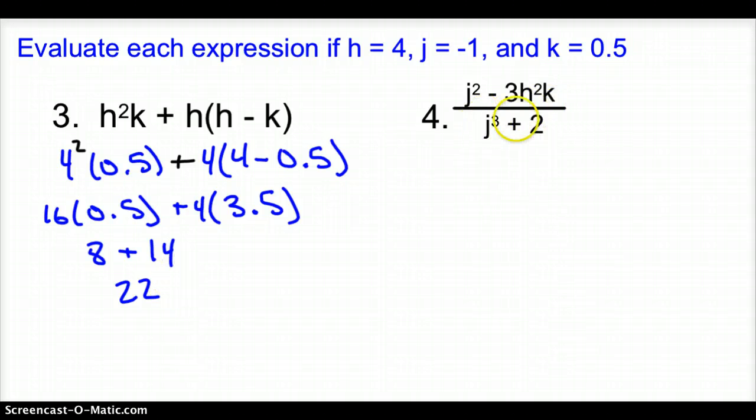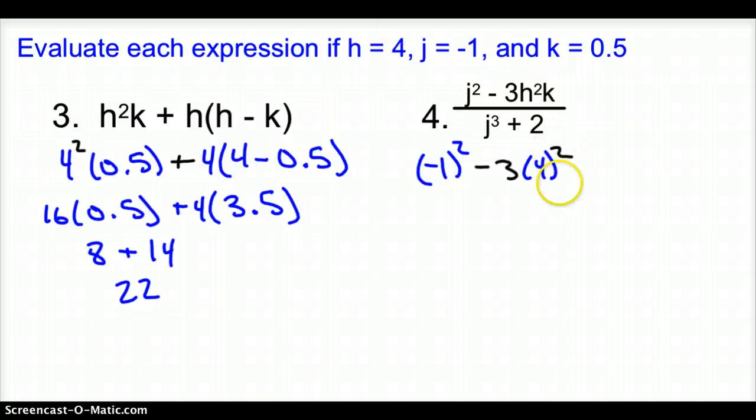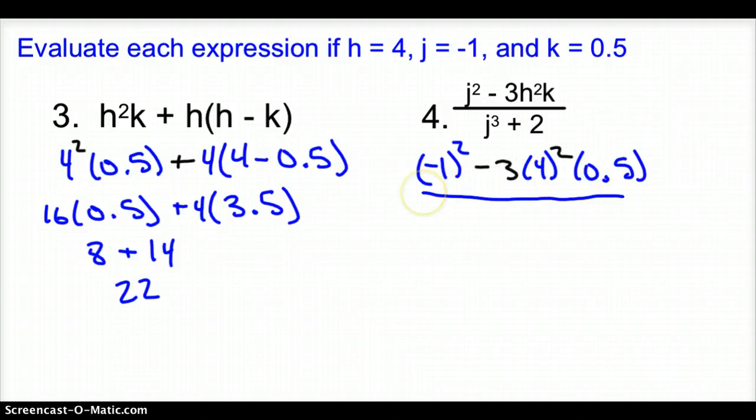Now number 4 looks a little bit tricky, but it's not too bad if we just follow what we're putting in and follow the order of operations. So let's try it. I put in negative 1 for that j, and since there's an exponent, I'm going to put parentheses around it and square it. Minus 3 from the problem, that h is 4, and since I put it in with numbers around it, I'm going to put parentheses also around it just to let me know that I did not have that before, and that all goes over negative 1 cubed now plus 2.